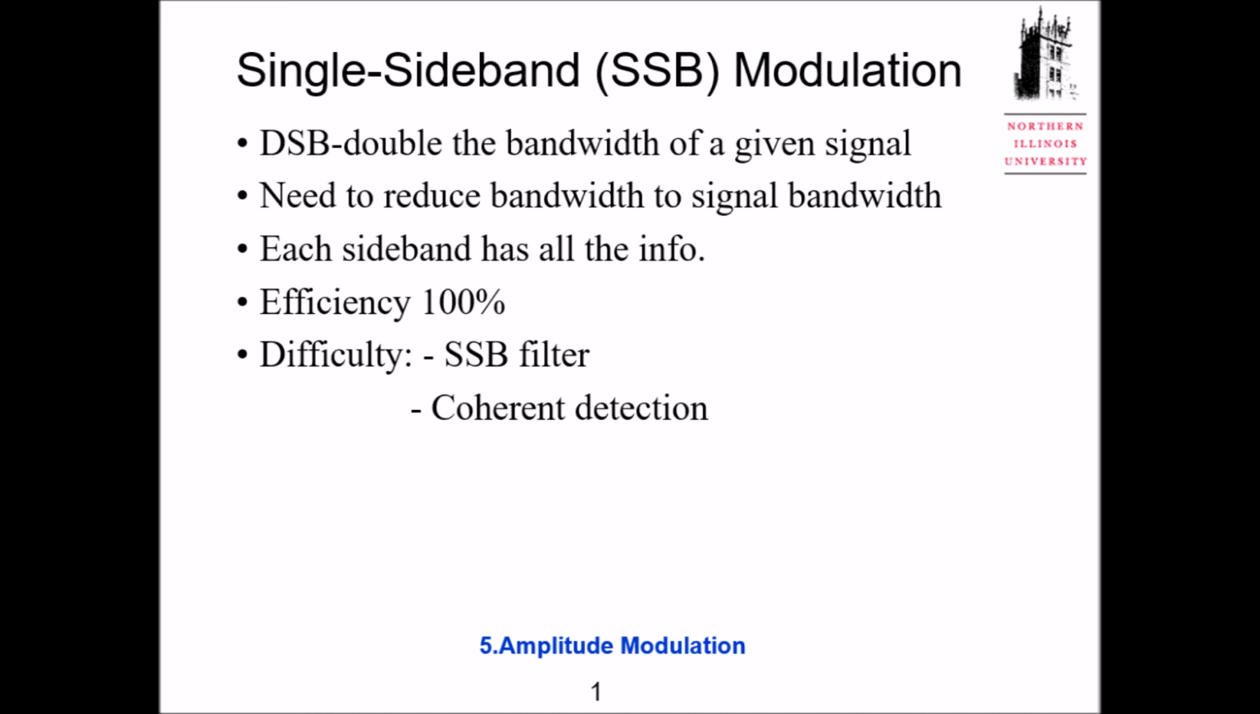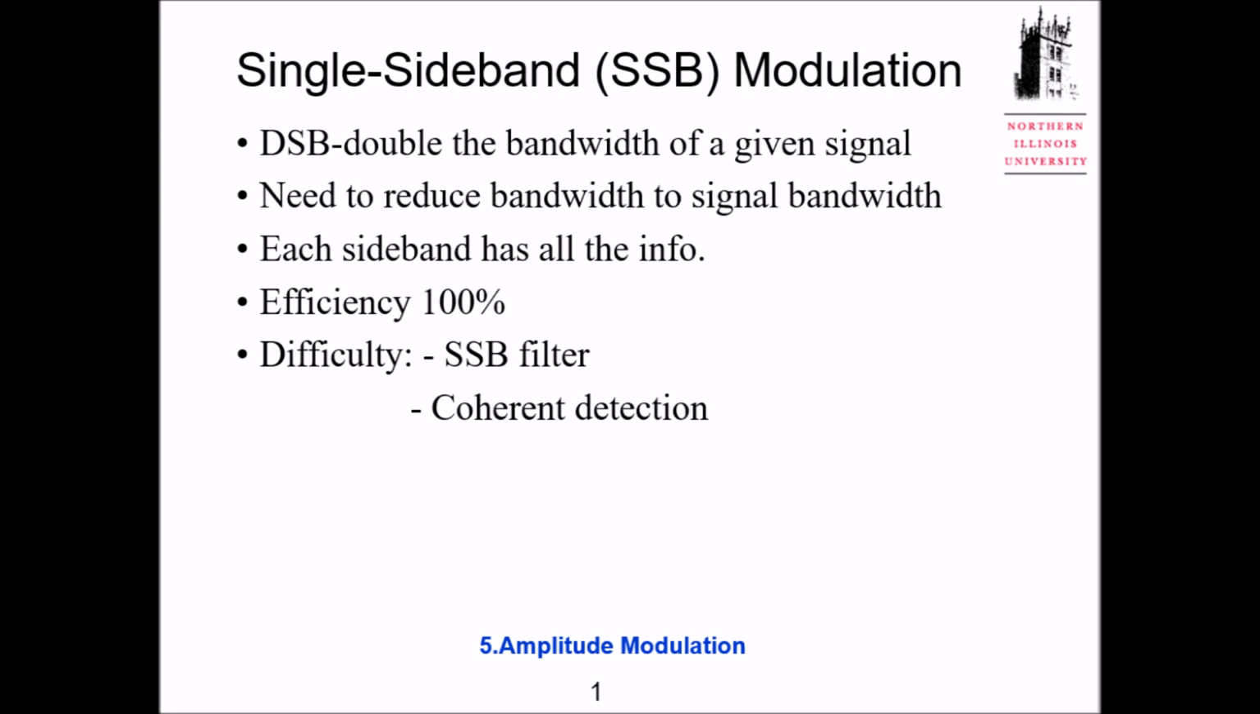Okay, this is why, right? Why, and how can we do it? So double sideband, no matter if it's large carrier or suppressed carrier, has twice the bandwidth of my given signal. So we want to reduce the bandwidth to single sideband, because each sideband carries all the information needed to recover it.